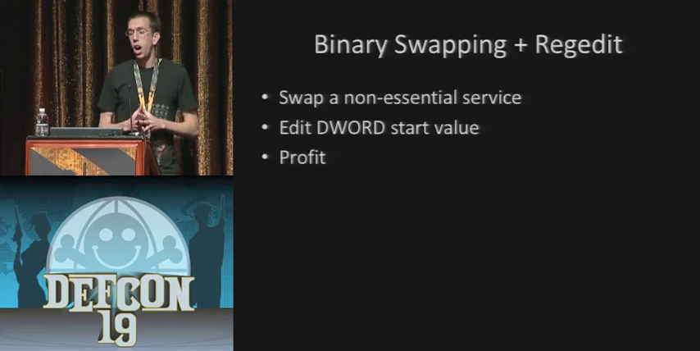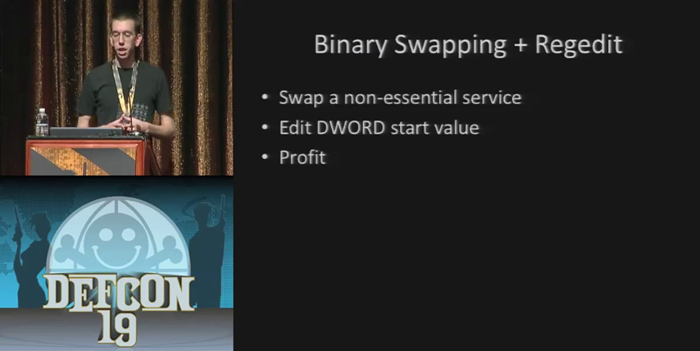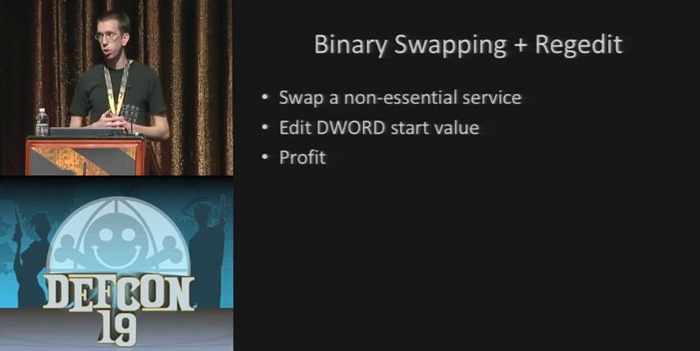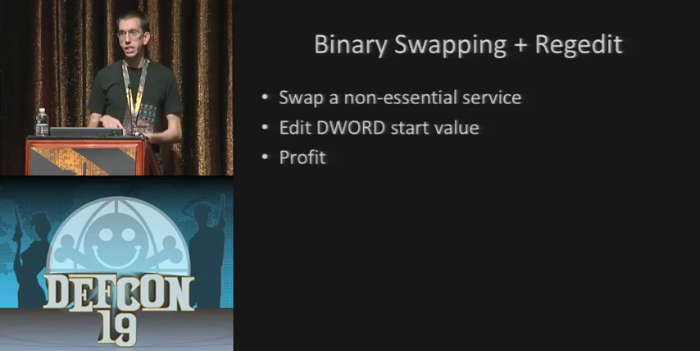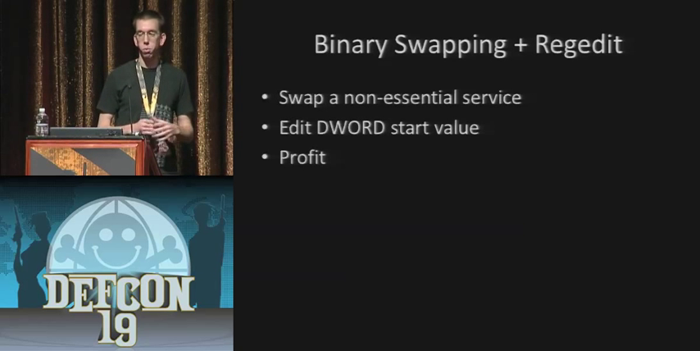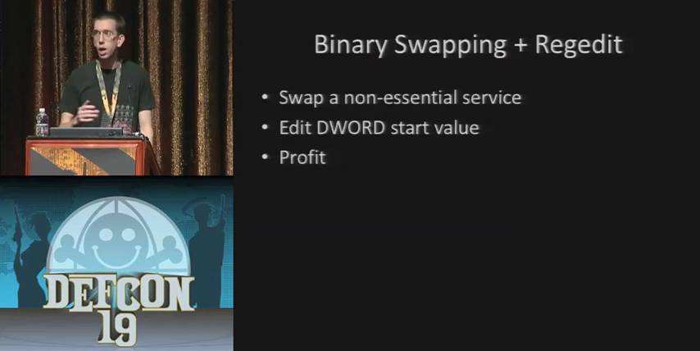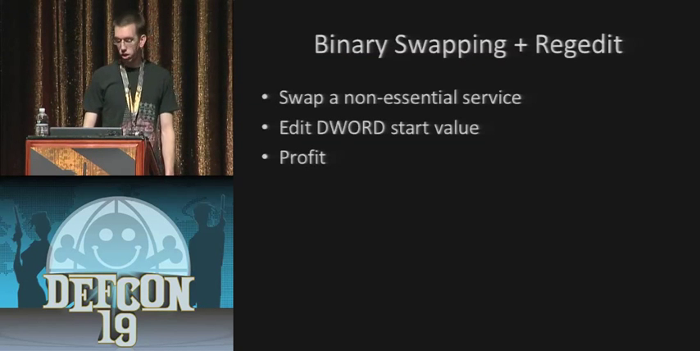So instead, what I did was a combination of binary swapping and registry editing. So what I did was I swapped a non-essential service. In this case, I picked the print spooler, swapped out spoolsv for another executable, and then edited the DWORD start key in the registry, which doesn't change the registry size. It's a very simple edit. Will not give you angry warnings, and will make sure that this thing gets run on boot, privileged, reliably in any version of Windows. So now we are cooking with gas.